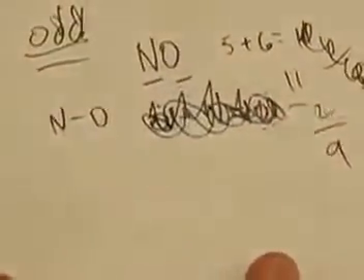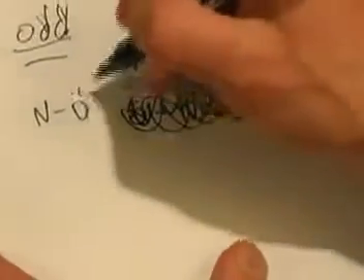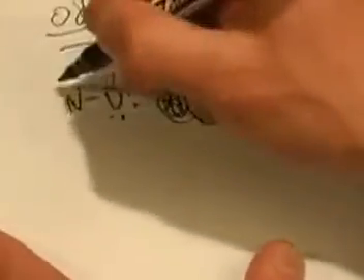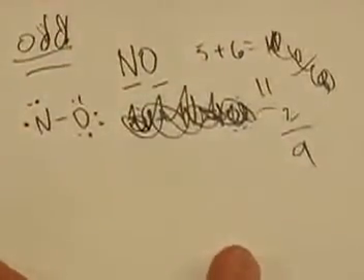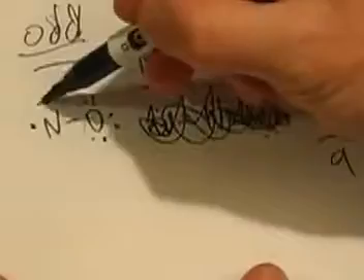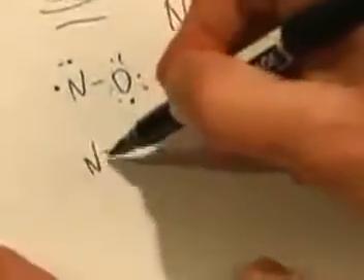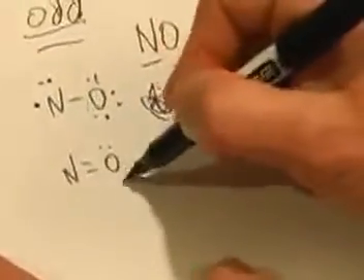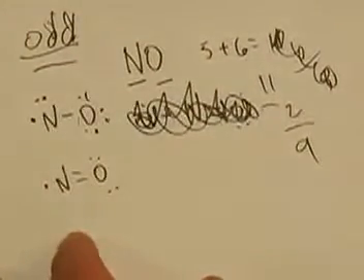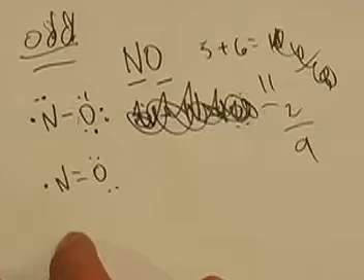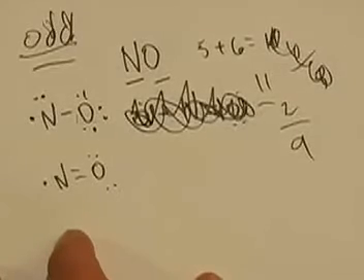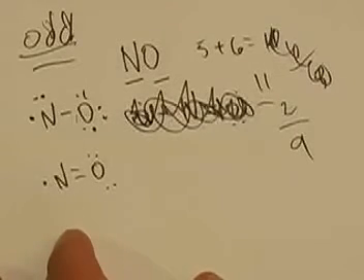Should I try a double bond? I'm not sure. How about this? 2, 4, 6, 8, 9. That might work. That leaves me with 2, 4, 5 on nitrogen. How about a double bond? 2, 4, 8, 9. That still leaves me with an odd number of electrons on nitrogen. And you're stifled because you're like, well, which one really works?